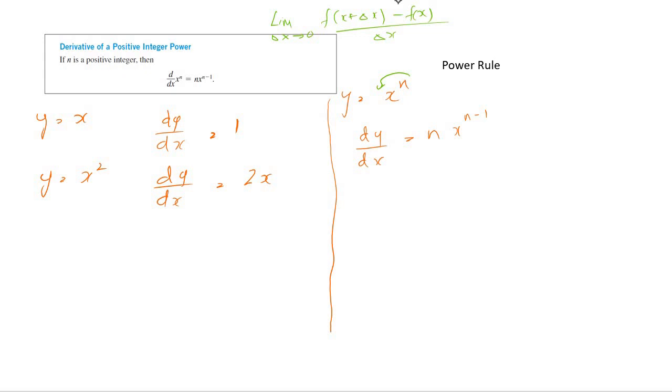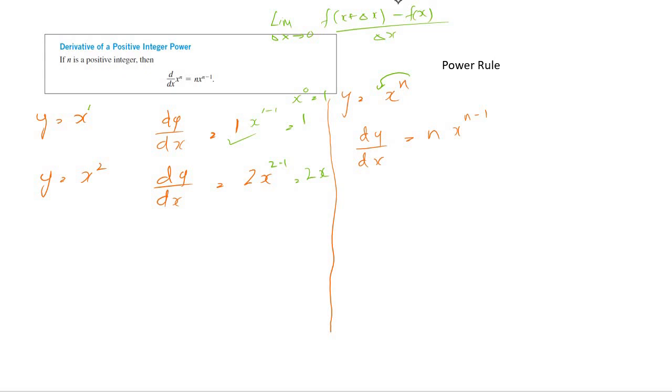Here the power of x is 1. So it looks like 1 times x to the power 1 minus 1, which is 0. So x to the power 0 is 1. Therefore, this is correct. Here this is 2, so it's 2 times x to the power 2 minus 1, which is 2x. That is correct. And this is 1, because x to the power 0 is equal to 1.